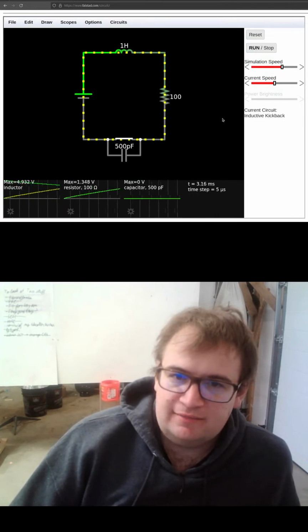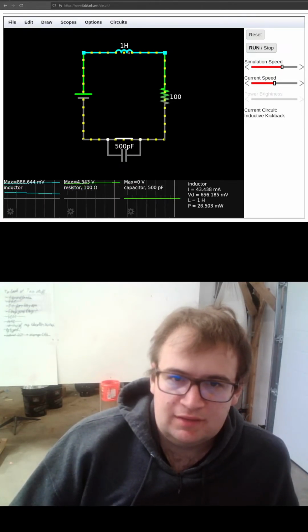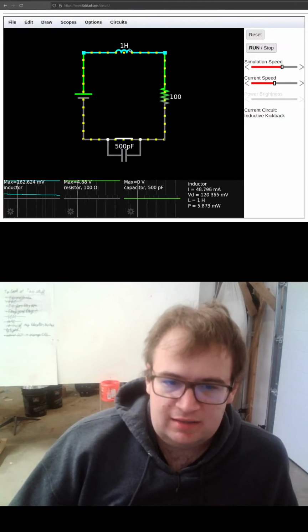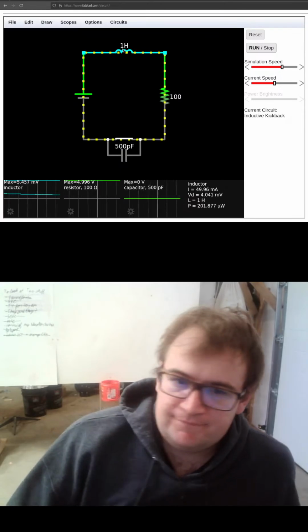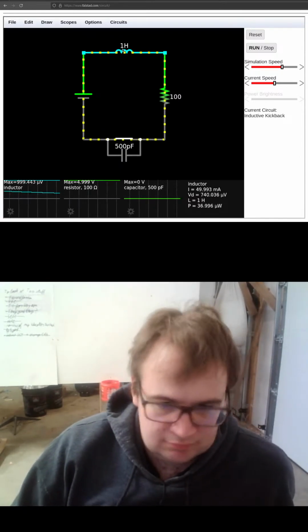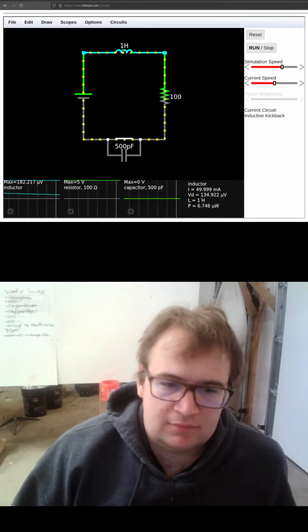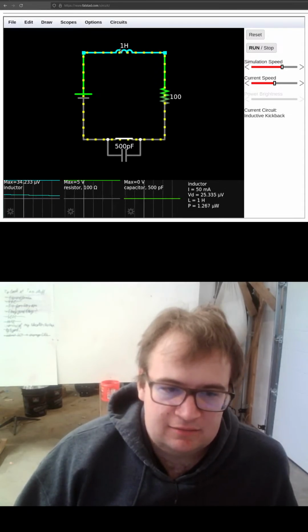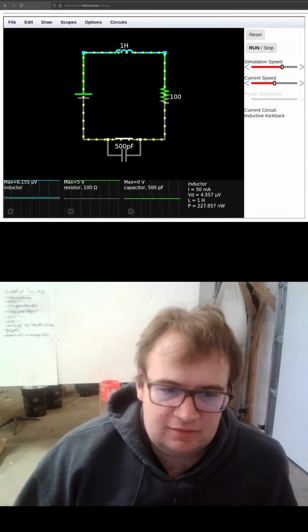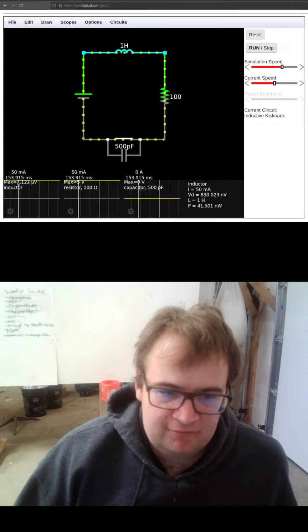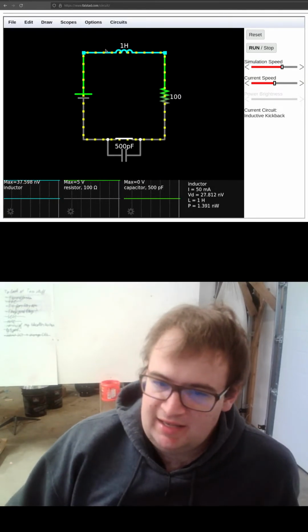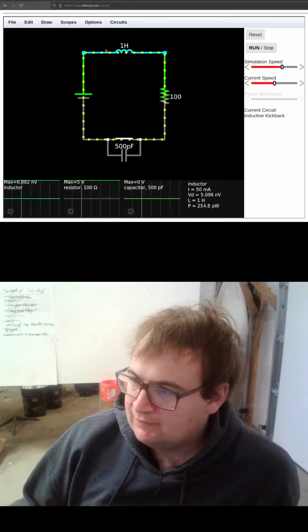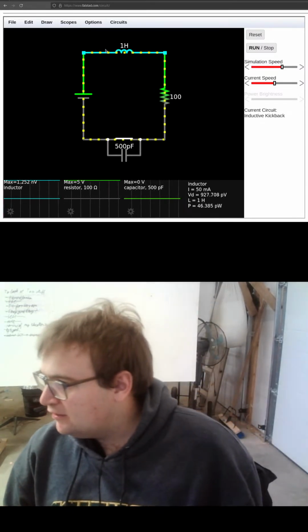So let's run that. You see this is going, it's basically right up there, and it has that current going through. We have no voltage now on it, but it will. Oh, hello.